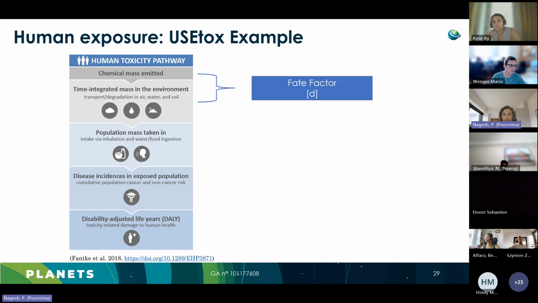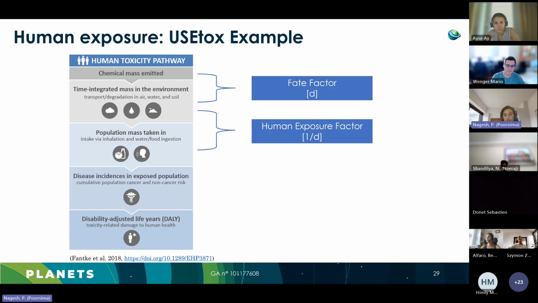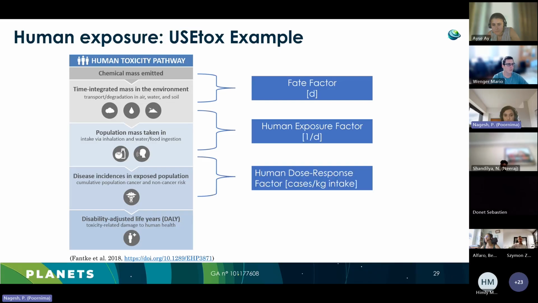Like I said, once there are environmental concentrations of these chemicals, it can be either in air, water, or soil. We have the fate factor. Based on that, humans are also exposed to these environmental concentrations, which you also saw through the different exposure routes, which could be through inhalation, that you inhale a certain concentration of a certain substance, or you consume a certain substance through water or food ingestion. Based on that, we can derive the human exposure factor, similar to the ecosystem exposure factor.